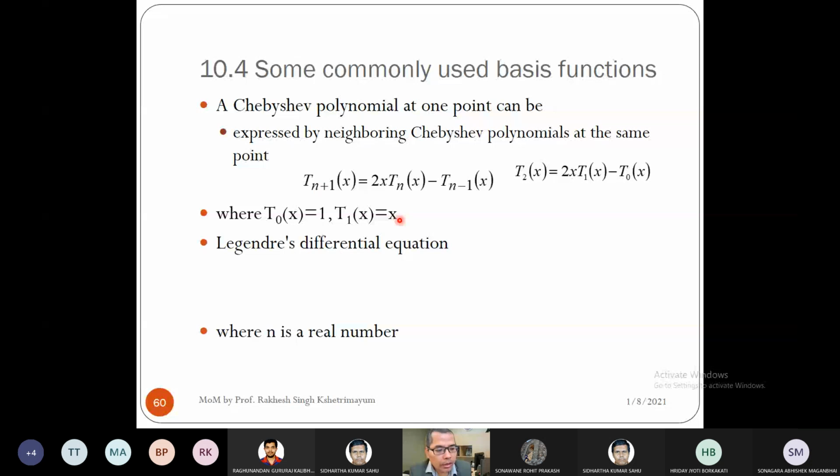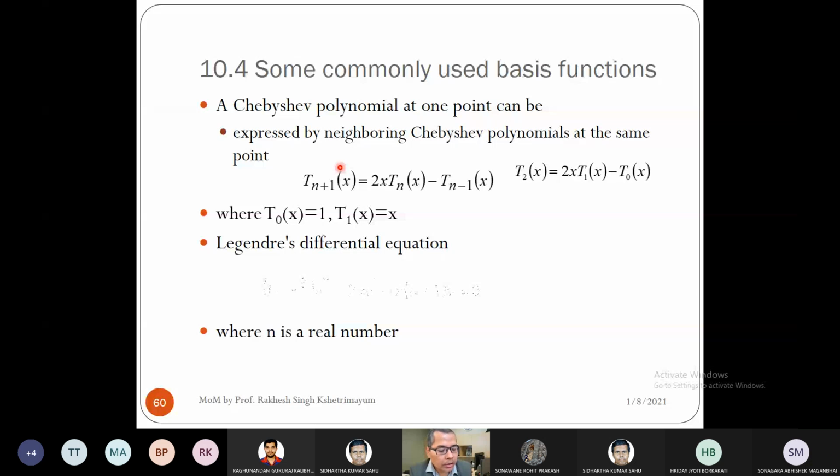So let's say I want to find T2(x); n is equal to 1. T2(x) is equal to 2x times T1(x) minus T0(x). T1(x) is x here, so 2x squared minus 1. So T2(x) will be 2x squared minus 1. From there you can find T3(x), T4(x) and so on. This is how you find the Chebyshev polynomials using this recursive relation.